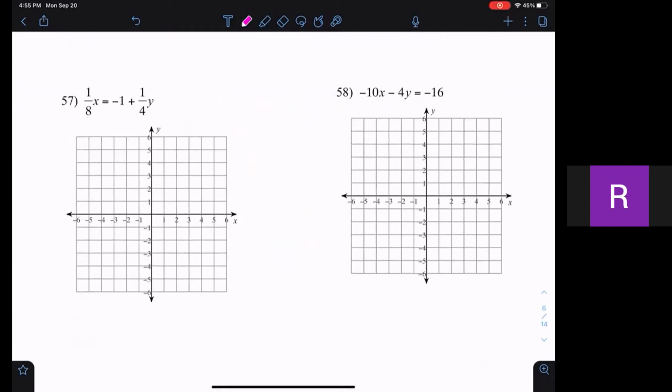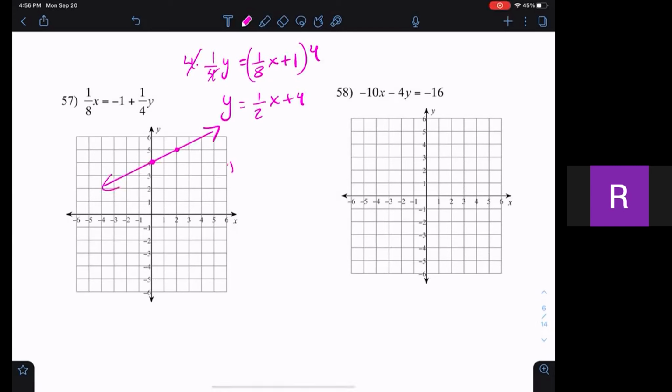Yeah, you need to write this in slope intercept form, right? So you can do 1/4 y equals 1/8 x plus 1, right? So if you multiply by 4 on both sides, you get y equals 1/2 x plus 4. So you find the y-intercept and you do the rise over run, right? 1, 2 to the right. So this is the graph.